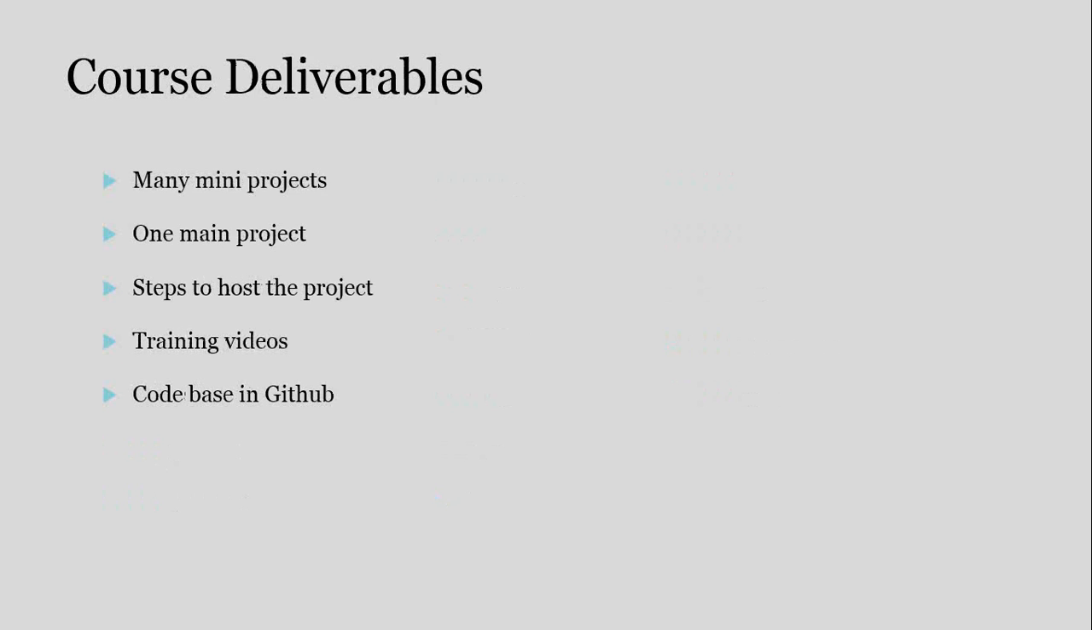Course deliverables: we'll be having a lot of mini projects, and in the end we'll have a good project with all the concepts covered. And if possible, if we have time, we'll see how to host it on an Amazon server, so that you can showcase your project to the outside world. You will be getting the training videos, recorded in the class, and you can have a YouTube playlist, so that will be given to you, and the code base will be in my GitHub repository.